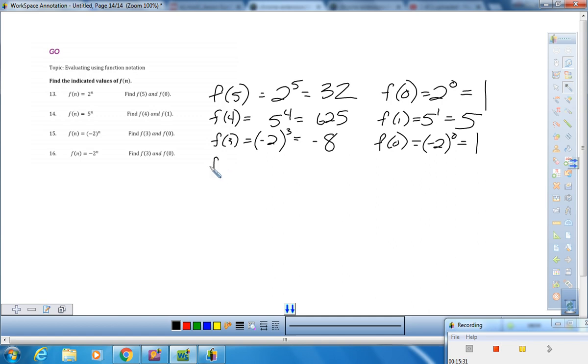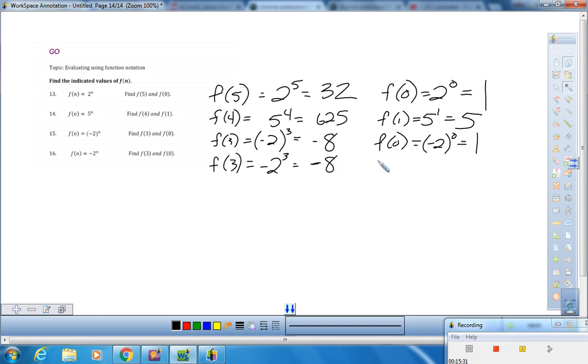Well, in number 16, f of 3, that's negative 2 to the 3rd power. Well, now we don't have parentheses, so we do exponents first. Well, when we do the exponents, we ignore this negative. That's a multiply. So 2 to the 3rd is 8. We do our exponents first. Then we apply this negative, and you still get negative 8.